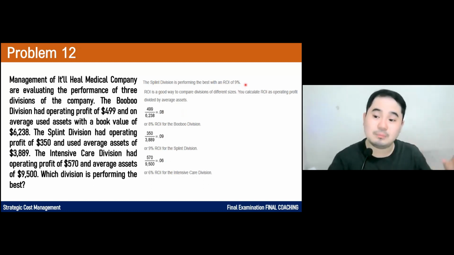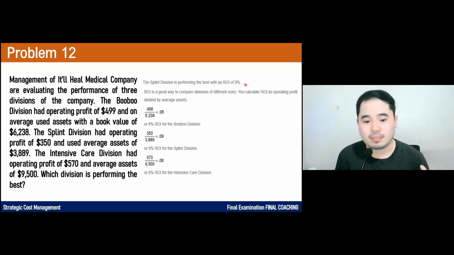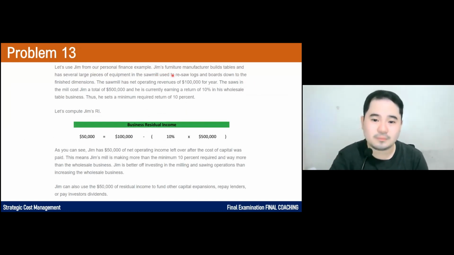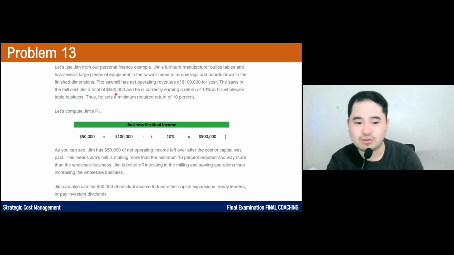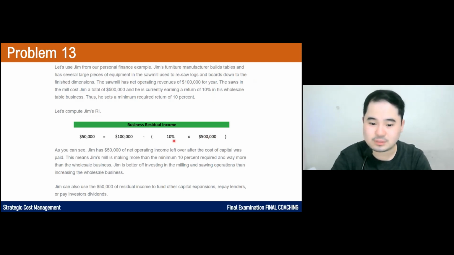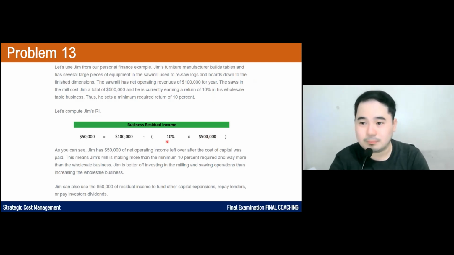Pero hindi naman din po tayo limited lang sa pag-check ng ROI kasi depende pa rin talaga sa company performance on how they contribute to profitability. Paano naman po yung konsepto ng residual income? Ganito lang po, no? Jim's furniture manufacturer builds tables and has several large pieces of equipment in the sawmill, so on and so forth. Operating revenue is $100,000. Tapos nag-utilize daw ng 500,000 ng assets, and then required return is 10%. So kung ang required return mo is 10%, so 500,000 times 10%, your required return is 50,000. But your profit is 100,000, so may residual income ka pang 50,000.